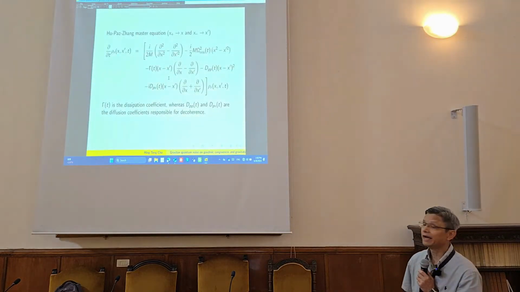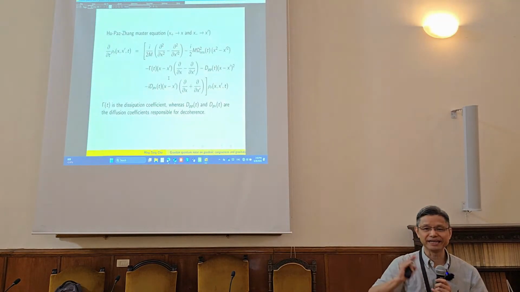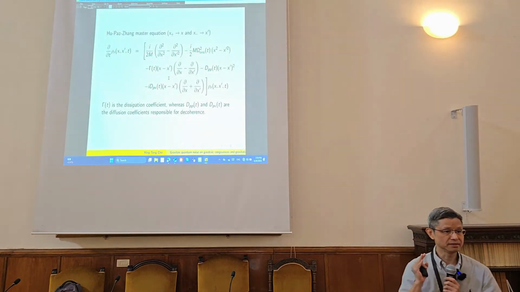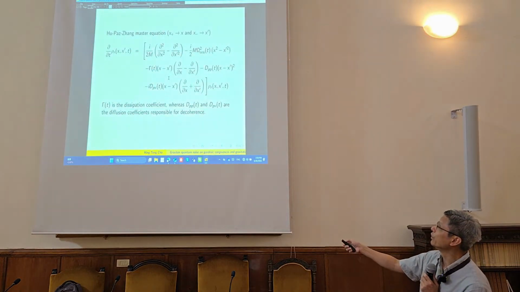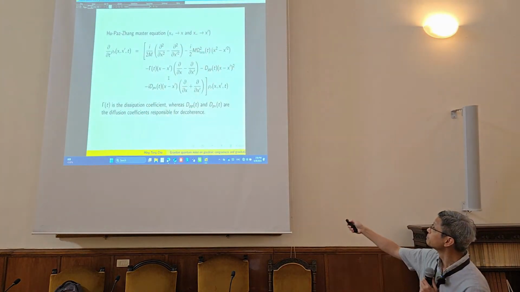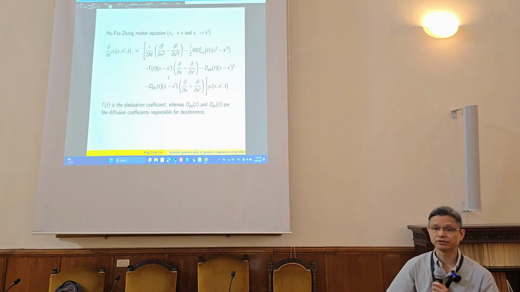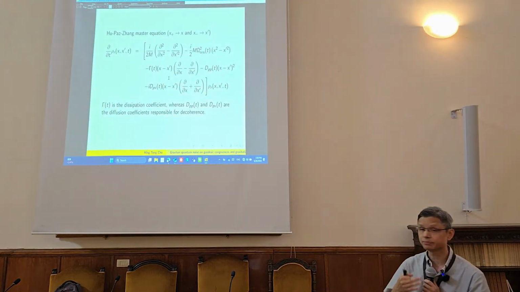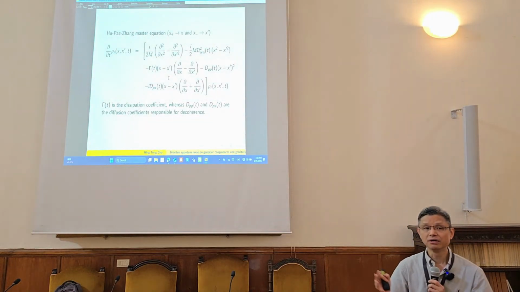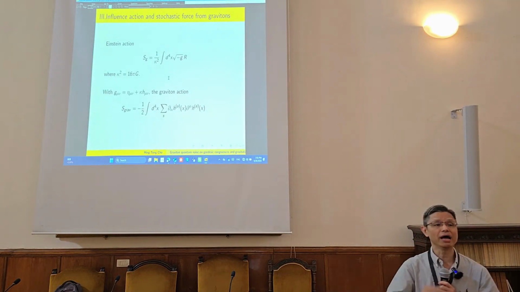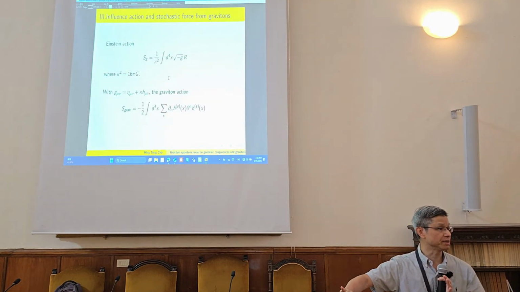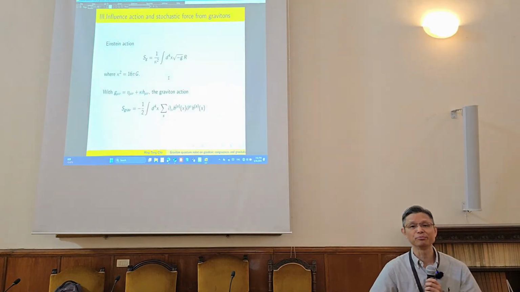It's a long calculation, but at the end you arrive at the master equation, which is now called the HPZ master equation. Here gamma is the dissipation coefficient, and D_pp and D_px are the diffusion coefficients responsible for the decoherence. So that's the formalism for the Brownian motion model. Now I applied it to the graviton. Actually all the characteristics would be similar, but it's just in a more complicated setting.